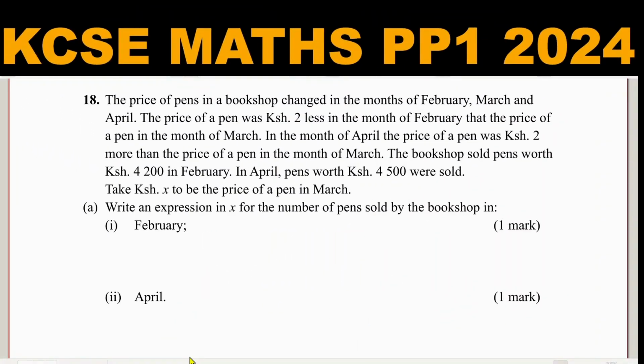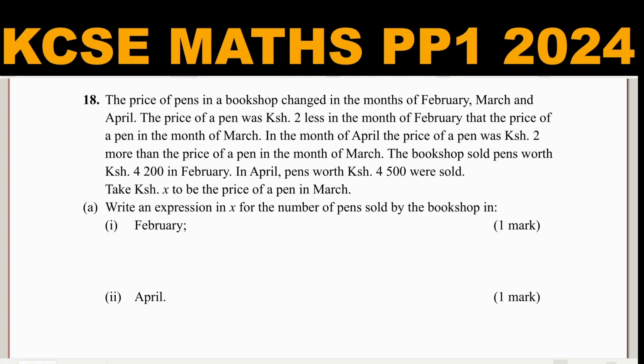The price of pens in a bookshop changed in the months of February, March and April. The price of a pen was 2 shillings less in the month of February than the price of a pen in the month of March. In the month of April, the price of a pen was 2 shillings more than the price of a pen in the month of March. The bookshop sold pens worth 4,200 in February. In April, pens worth 4,500 were sold. Take X shillings to be the price of a pen in March.